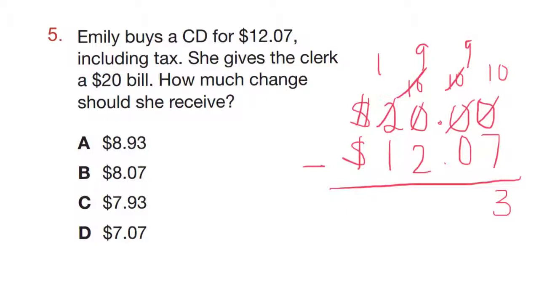10 minus 7 is 3, 9 minus 0 is 9. 9 minus 2 is 7. And 1 minus 1 is 0. So our answer is $7.93 change.